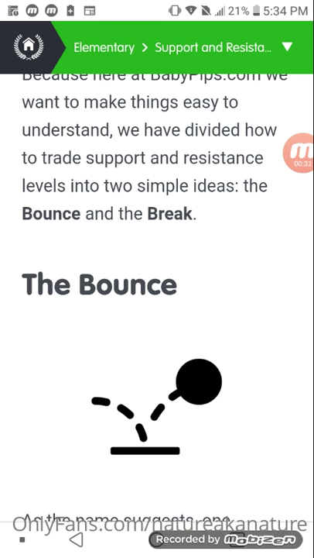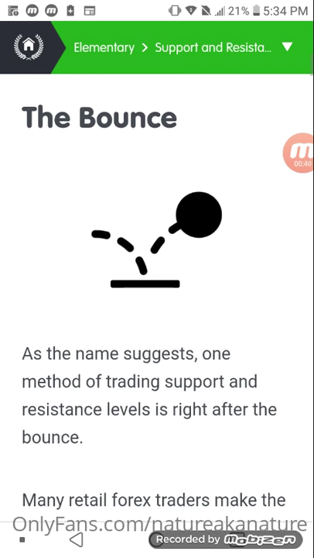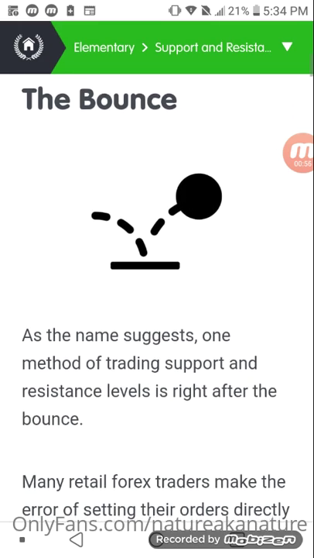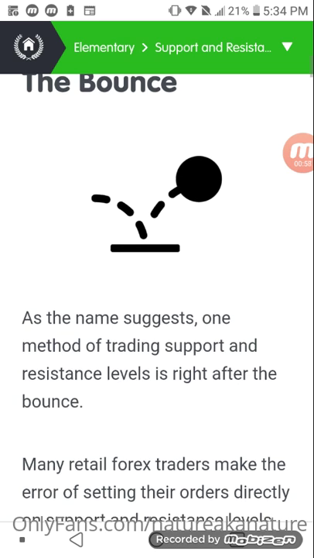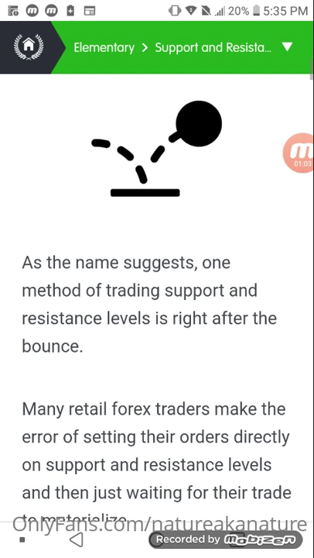So to trade support and resistance levels, there are two simple ideas. It's known as the bounce and the break. So the bounce, as the name suggests, is one method of trading support and resistance: waiting until after price pulls back. We already went over this, but we're going to go over it again. The bounce is waiting until price bounces before getting into a trade.